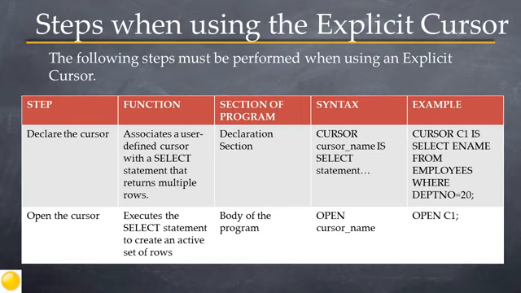The next step is to open the cursor. This is also done within the body of the PL SQL block. Opening the cursor results in the execution of the select statement to create a set of rows which are referred to as an active set. The syntax is open cursor name, and the example for opening the cursor called C1 is open C1.